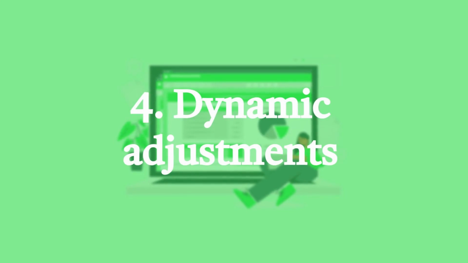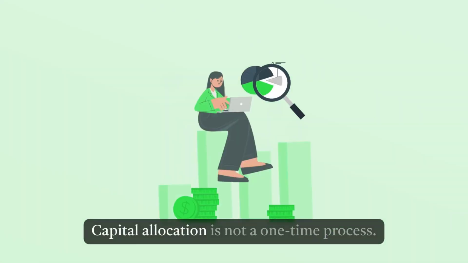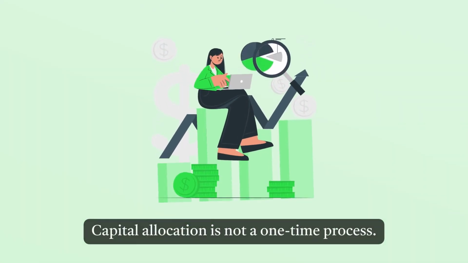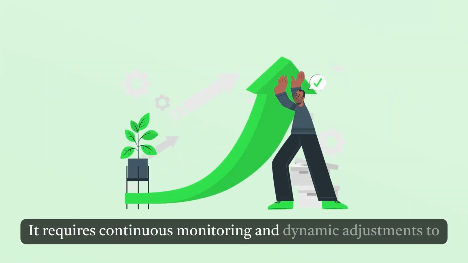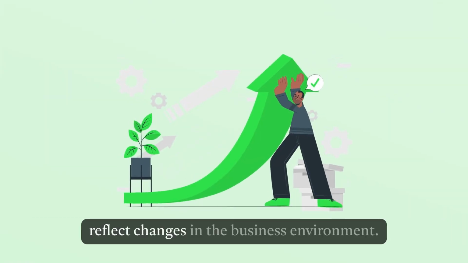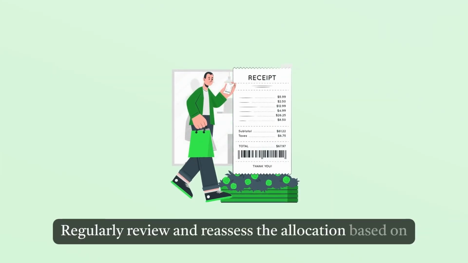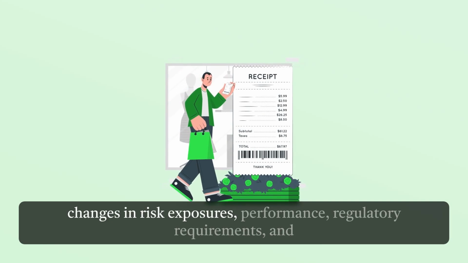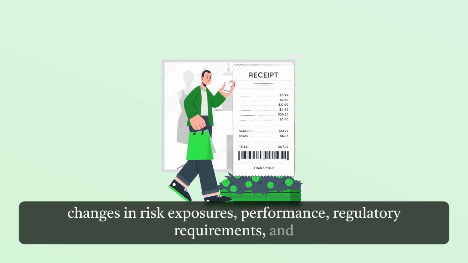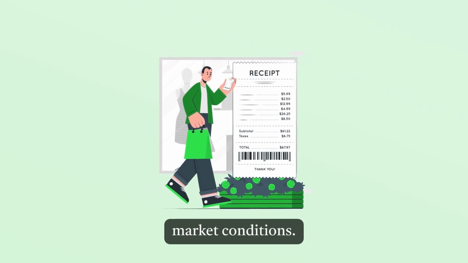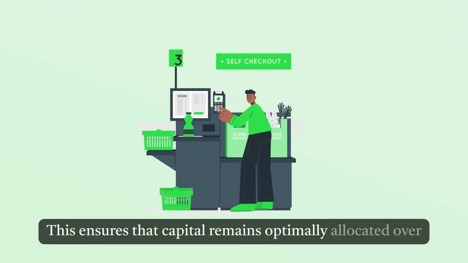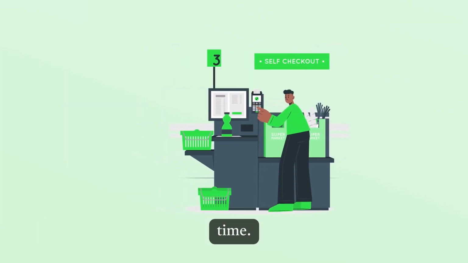4. Dynamic adjustments. Capital allocation is not a one-time process. It requires continuous monitoring and dynamic adjustments to reflect changes in the business environment. Regularly review and reassess the allocation based on changes in risk exposures, performance, regulatory requirements, and market conditions. This ensures that capital remains optimally allocated over time.